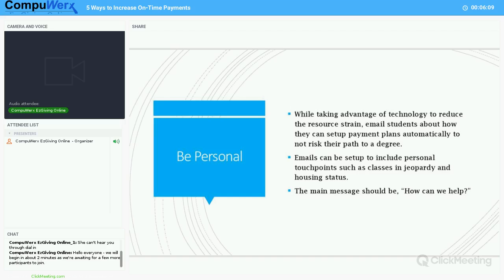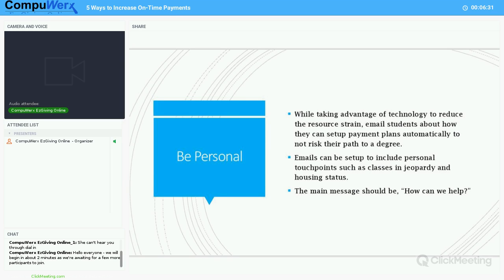Be personal. The nice thing about technology is that you can personalize the communications without much effort, so you can reduce the strain of making phone calls or sending letters. You can now email students about how they can set up payment plans, with their name, their degree, and how far behind they are, so it seems very personal and one-on-one. You can include information as well, such as classes in jeopardy and their housing status, if that's a factor at your school.